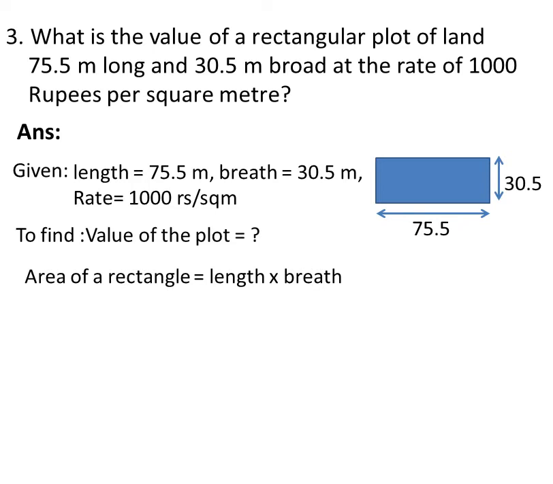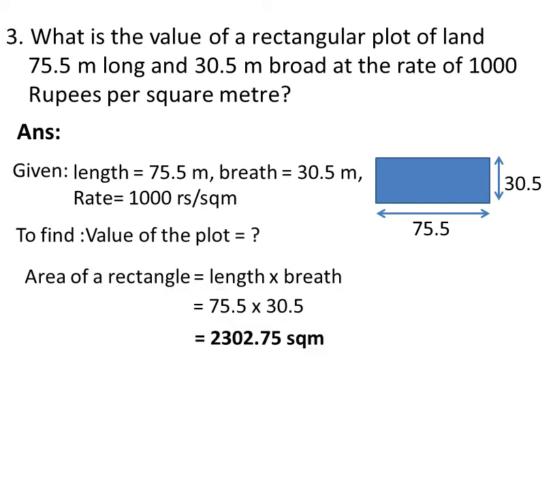ओके, नाउ तो हम लॉजिक क्या यूज़ करेंगे, पहले हम ये टोटल एरिया फाइंड आउट करेंगे. ठीक है, और 1 स्क्वायर मीटर का रेट दिया है. तो जब हमने टोटल एरिया निकाल दिया तो वो टोटल एरिया मल्टीप्लाइड विद दिस 1000 रुपीज़ विल गिव मी द टोटल वैल्यू ऑफ द प्लॉट, है ना. तो एरिया ऑफ द रेक्टेंगल का फॉर्मूला क्या है, लेंथ इंटू ब्रेथ.